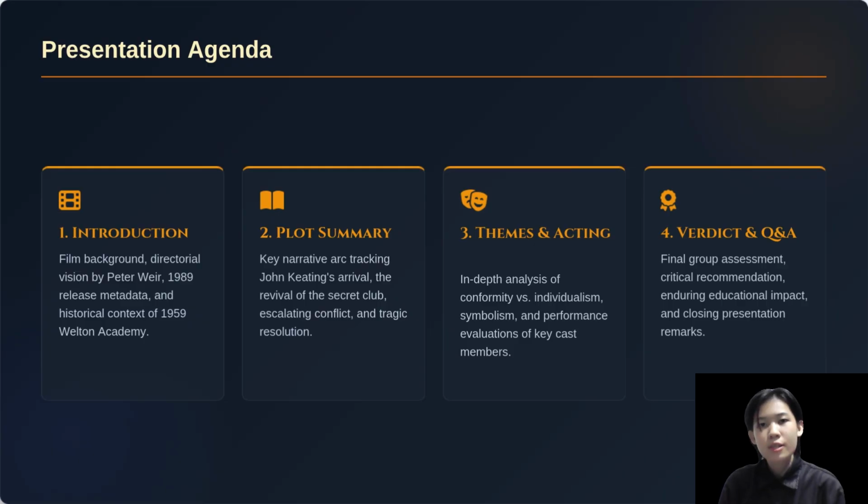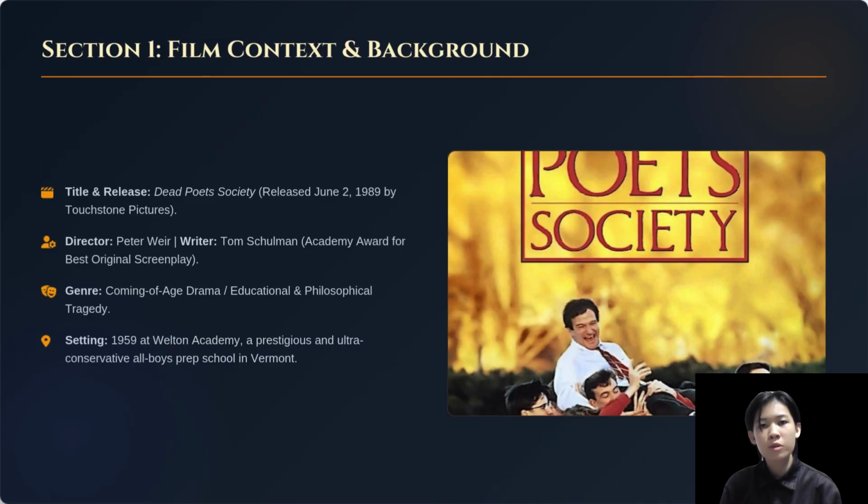Thank you, Shahid. Now I will present the plot summary of Dead Poets Society. The film is set in 1959 at Welton Academy, an elite all-boys prep school defined by tradition, strict discipline, and immense pressure on students to conform. Everything changed when a new English teacher, Mr. John Keating, played by Robin Williams, joined the school.